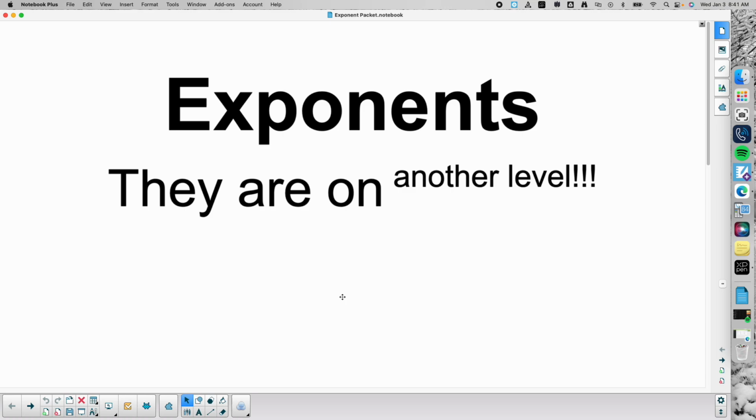Exponents, they're on another level. Does anybody remember what exponents are? Yeah? Numbers that you multiply by? Kind of. So an exponent is that little tiny number that's in the upper right-hand corner, written somewhat like another level. And all it's doing is telling you how many times you should multiply that number.